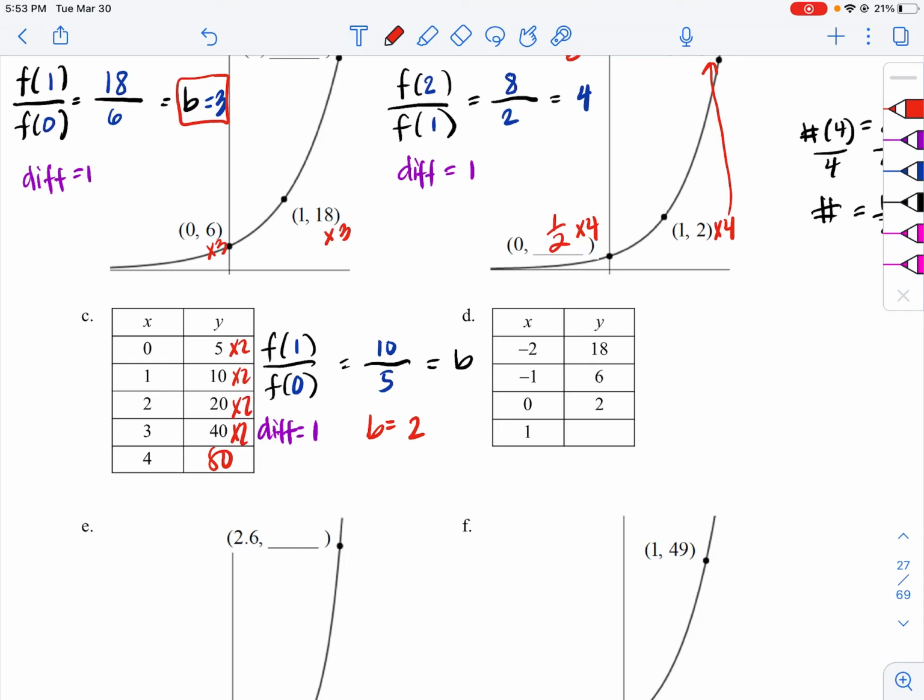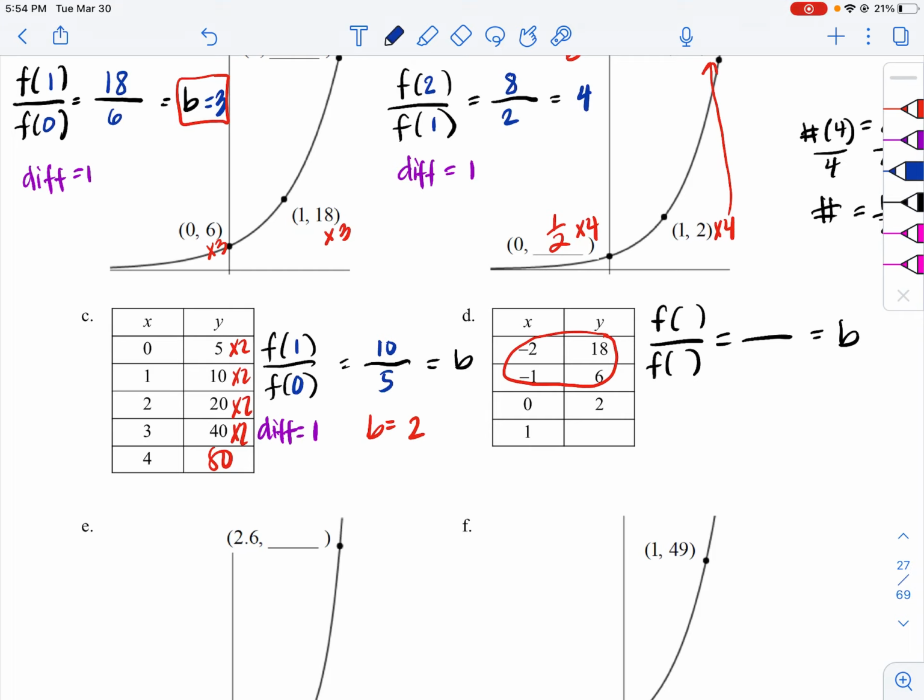Okay, moving on, letter D. I have to pick two numbers. It doesn't really matter which numbers you use. You can use -2 and -1. You can use -1 and 0. It doesn't really matter. So let's set our f of something equals the b value.